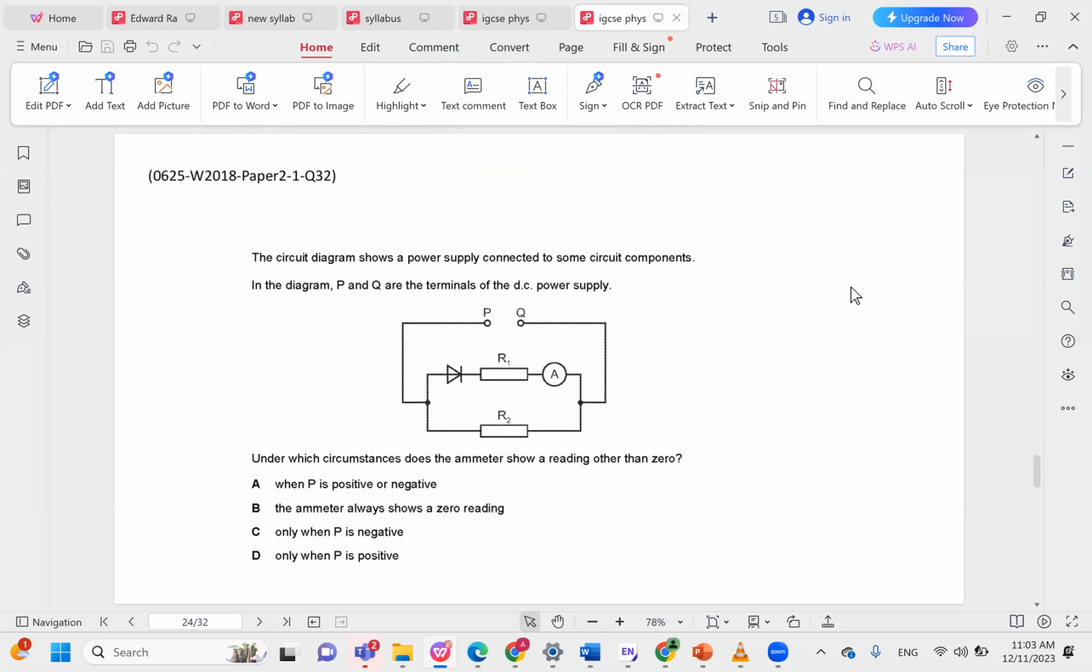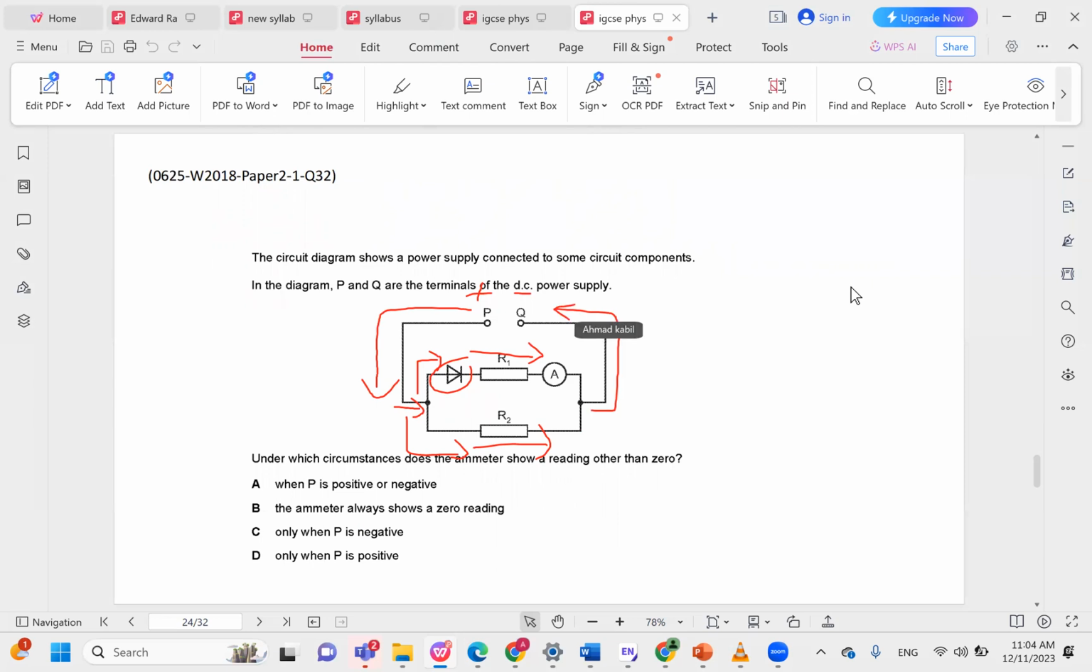The circuit diagram shows a power supply connected to some circuit components. In the diagram, P and Q are the terminals of the DC power supply. Under which circumstances does the ammeter show a reading other than 0? So let's figure out the two alternatives. If P were positive, Q were negative, the current would flow in this direction, and then it can actually flow in both directions here because the diode will allow the current to go through. And then it would converge and go back to Q.